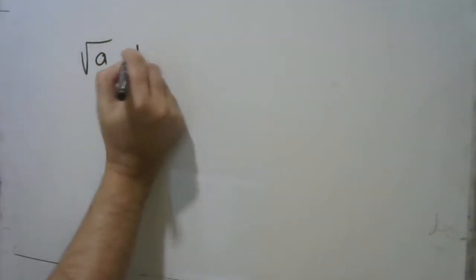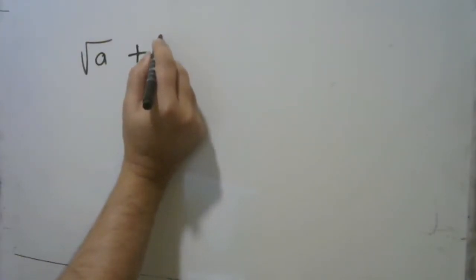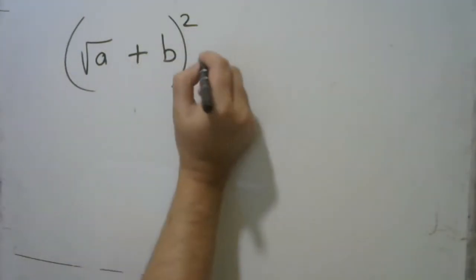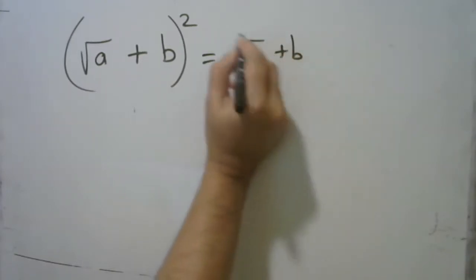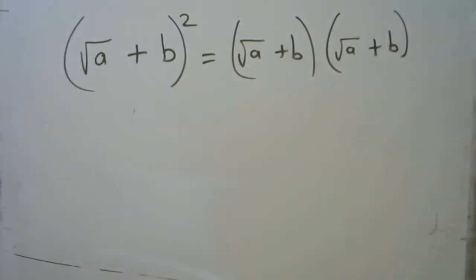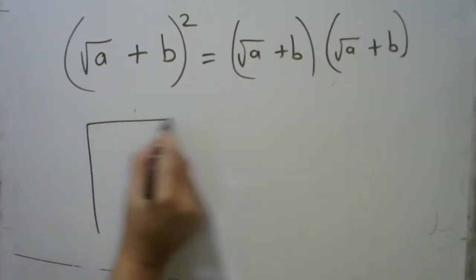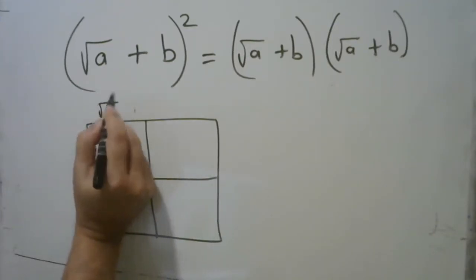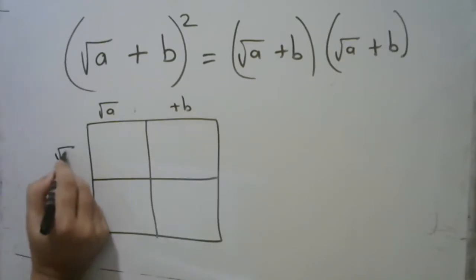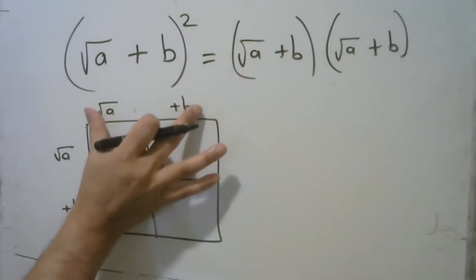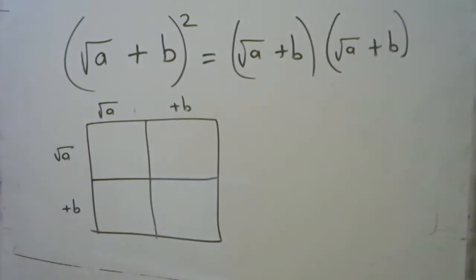Let's look at something like root of (a plus b) squared. This is the same as the root of (a plus b) times root of (a plus b). Now you can use the grid method again here. Root of a, and this is plus b, root of a, and this is plus b, right? This you express here, and the other bracket you express vertically.